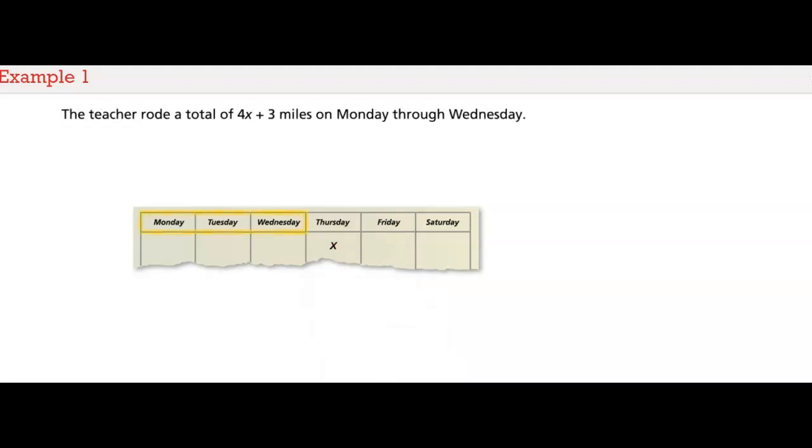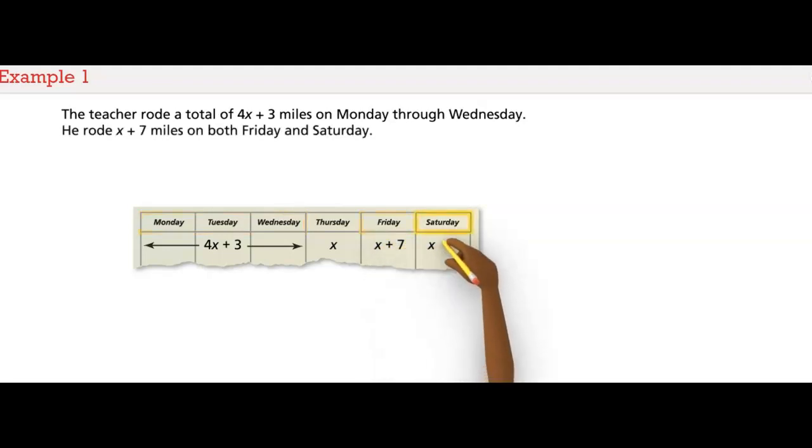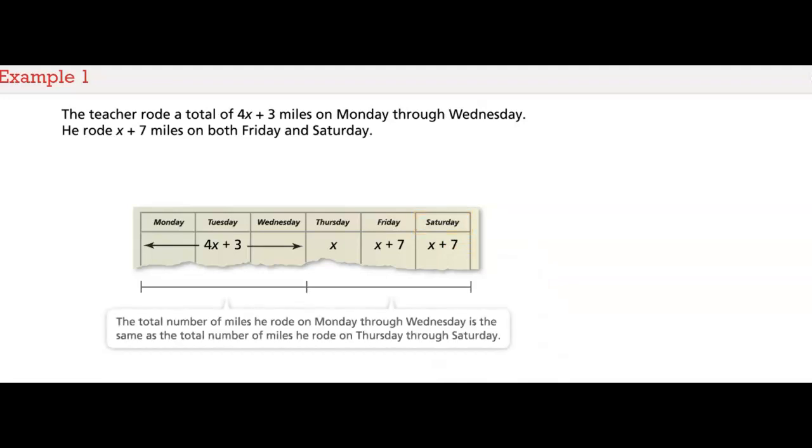Here's what we know. The teacher rode a total of 4X plus 3 miles on Monday, Tuesday, and Wednesday. He rode X plus 7 miles on Friday, and again on Saturday. The total number of miles he rode on Monday through Wednesday is the same as the total number of miles he rode on Thursday through Saturday. How far did he ride on Thursday?